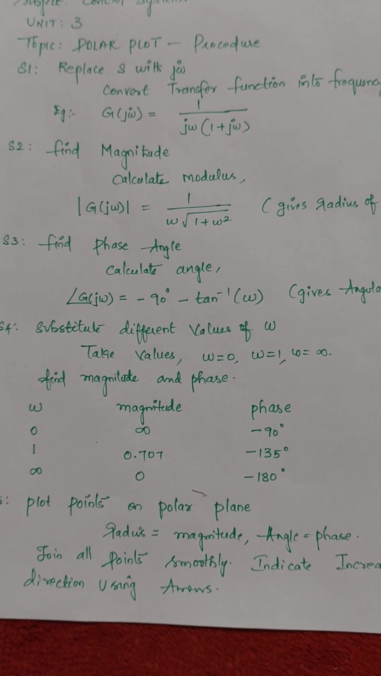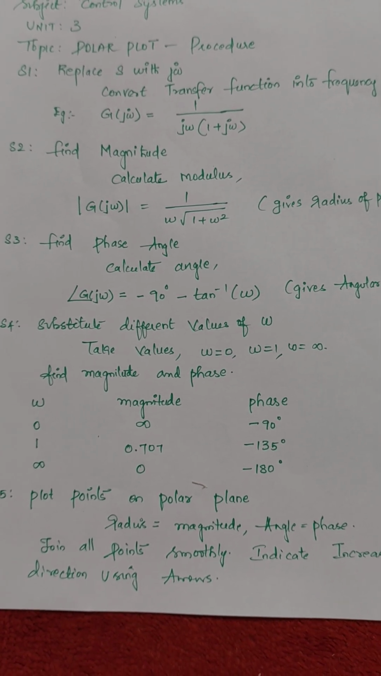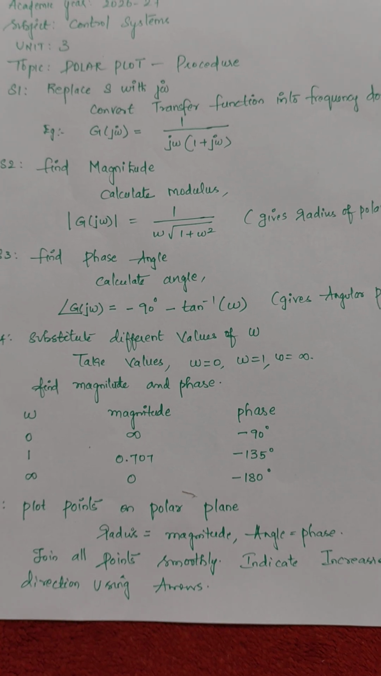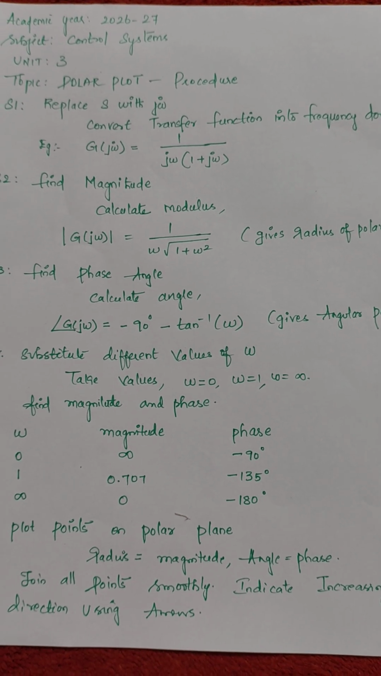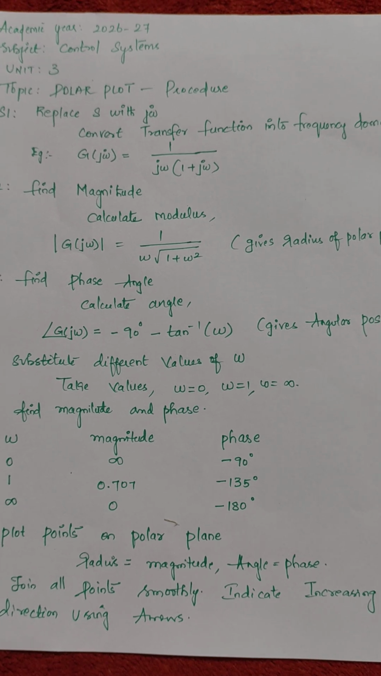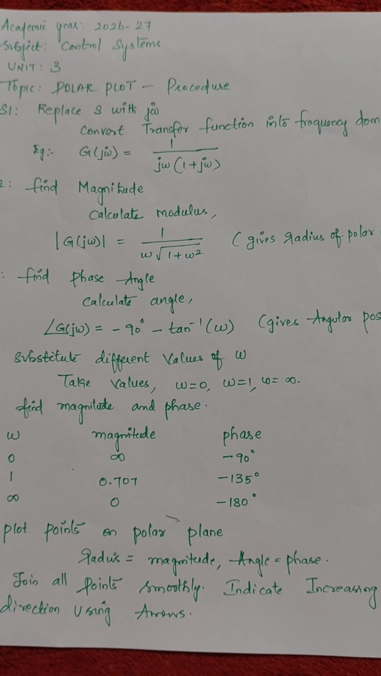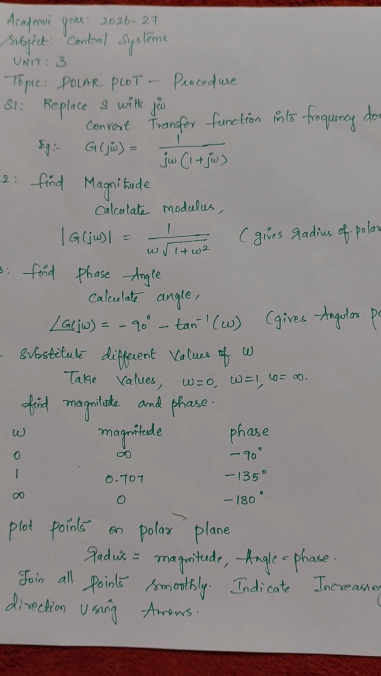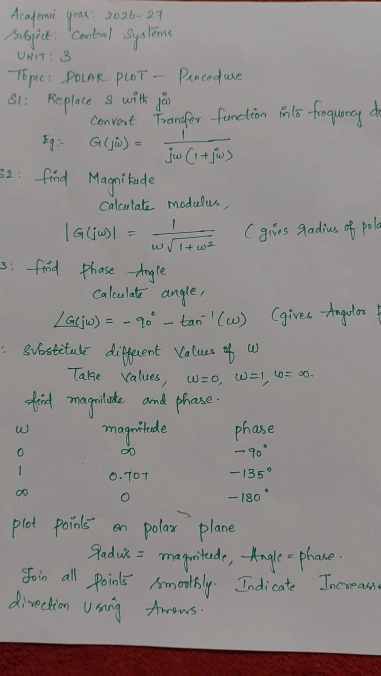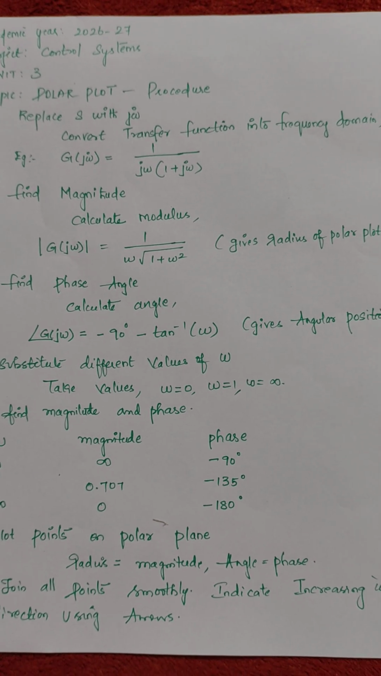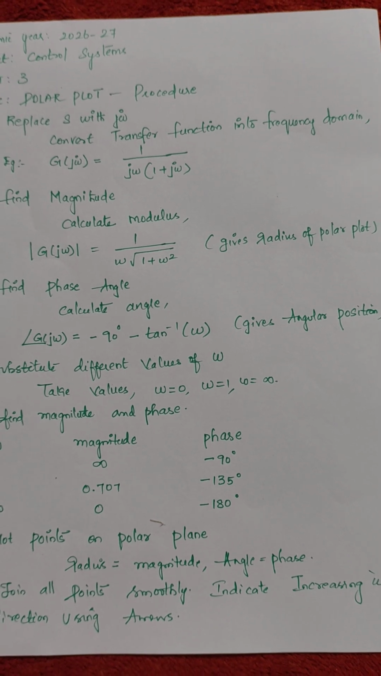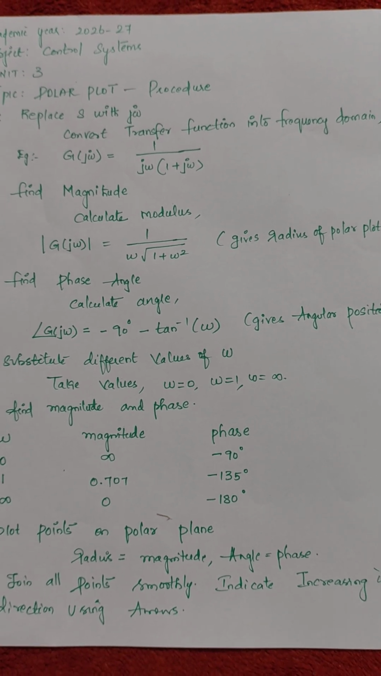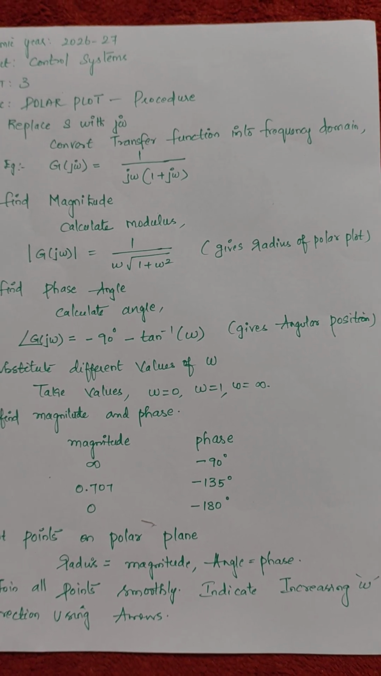Step 3: find the phase angle. So calculate the angle of G of j omega. Once the magnitude is done, you need to find the phase angle. Angle of G of j omega is equal to minus 90 degree minus tan inverse of omega. It gives the angular position.